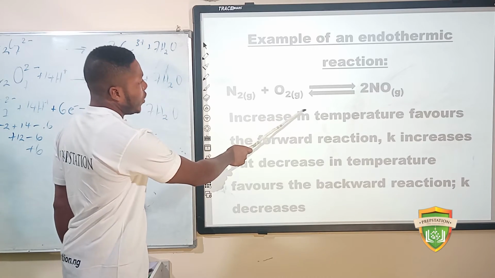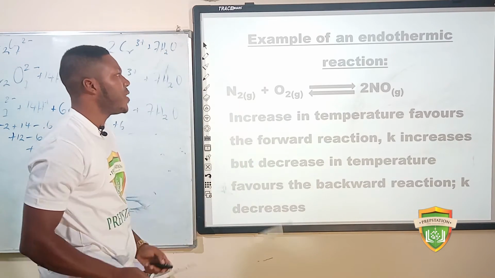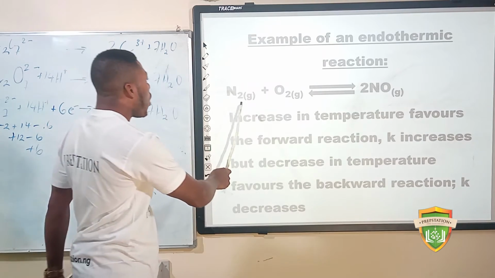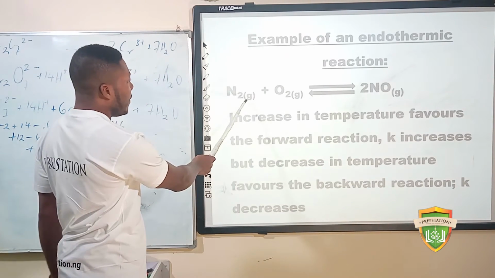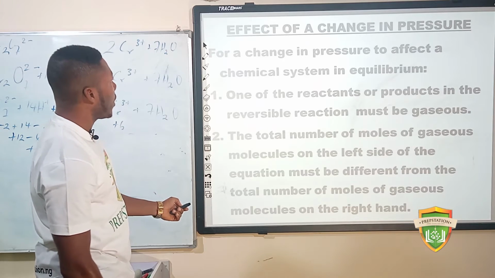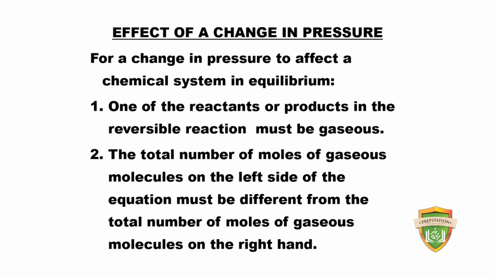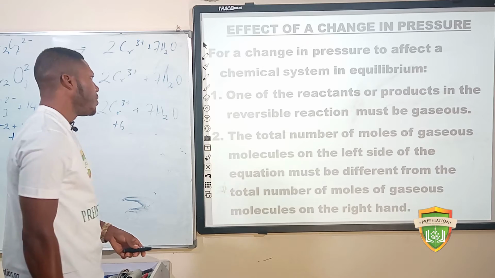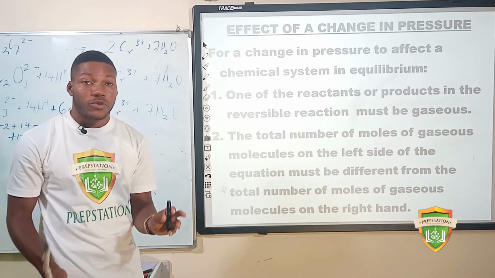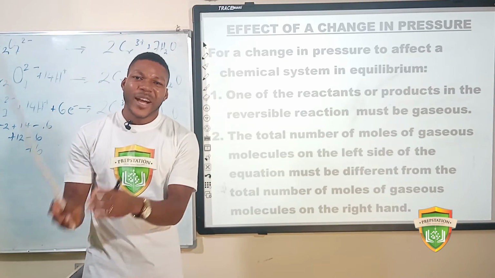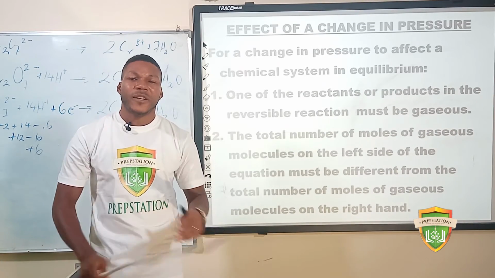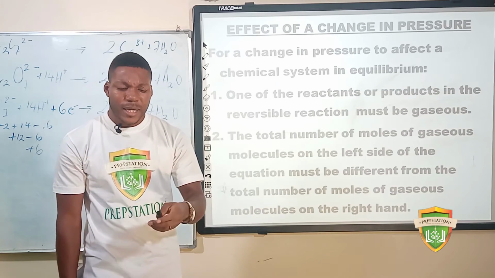Now, let me take you back to the previous slide. These are the gaseous. So in this process, there can be an effect of pressure, because all of them are gaseous. This G stands for gas. Number 2, the total number of moles of gaseous molecules on the left side of the equation, the reactants, must be different from the total number of moles of gaseous molecules on the right hand side. So if the number of moles of gaseous substances differs between reactants and products, pressure has an effect on that particular reaction.